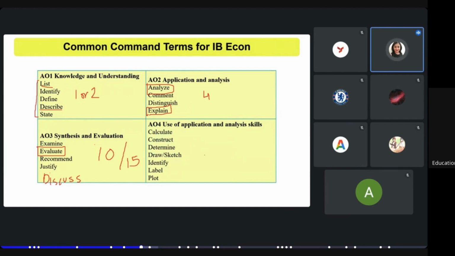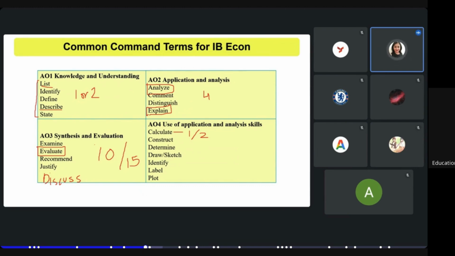Look at AO4 with me, please. Now, AO4s could be, if it's a calculate question, it'll be just a 1 or 2 mark question. If it's a construct question, it'll be 1 or 2 marks. These are smaller in marks, but then they help you to explain whatever you're talking about. So all your calculates, your constructs, your determines.